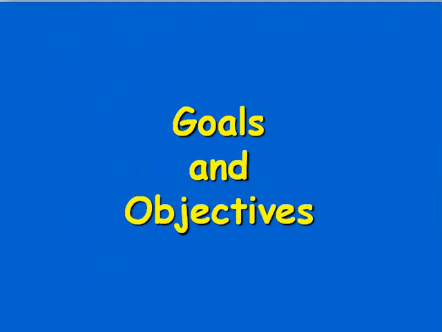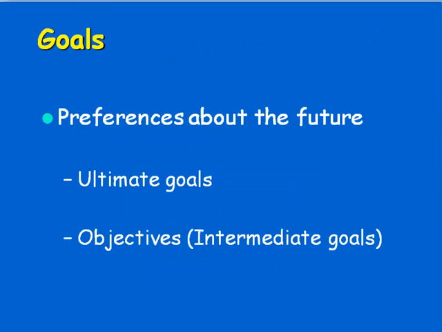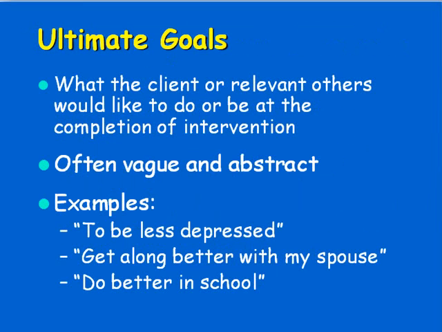Concurrently, we're going to talk about goals and objectives, just going over the first slide I went over. Instead of talking about problems and targets, we can talk about goals and objectives. Goals are simply preferences that the client has about the future, and they break down into 2 types: ultimate goals and objectives. Ultimate goals are what the client or relevant others would like to do or be at the completion of intervention. What do they want to look like or feel like when the intervention is over?